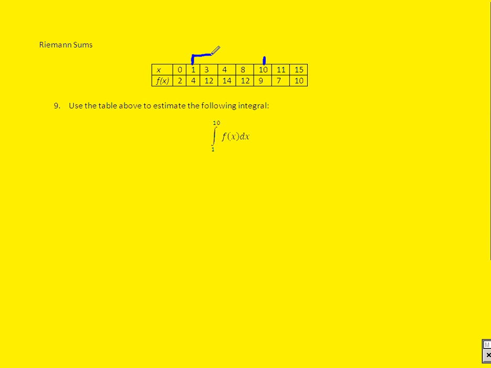It doesn't say specifically how they want you to estimate it, but I'll show you both ways you could have done it. You could have done either a left endpoint with 4 intervals, 1, 2, 3, 4, or a right endpoint with 4 intervals. So first, what is the width of each one of these? The width of this rectangle from 1 to 3, the width would be 2.